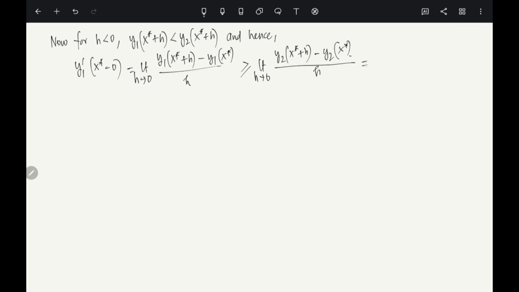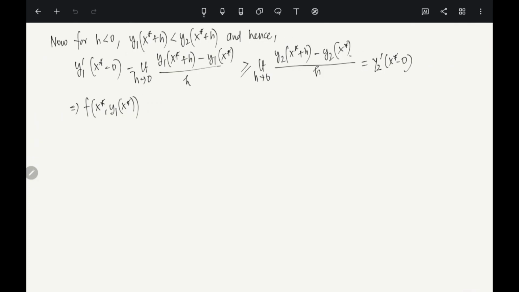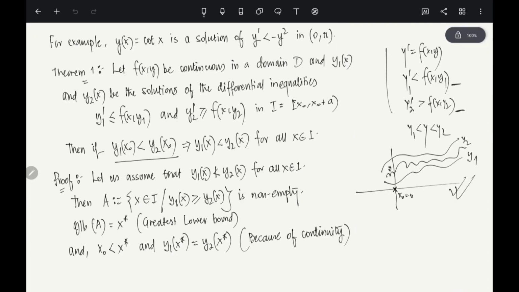Okay, so now what is it? This is nothing but y2 prime at x star minus 0, right. So you see, what is y1 prime at x star? y1 prime is dominated by f of x, y1, right? And y2 prime dominates f of x, y2.